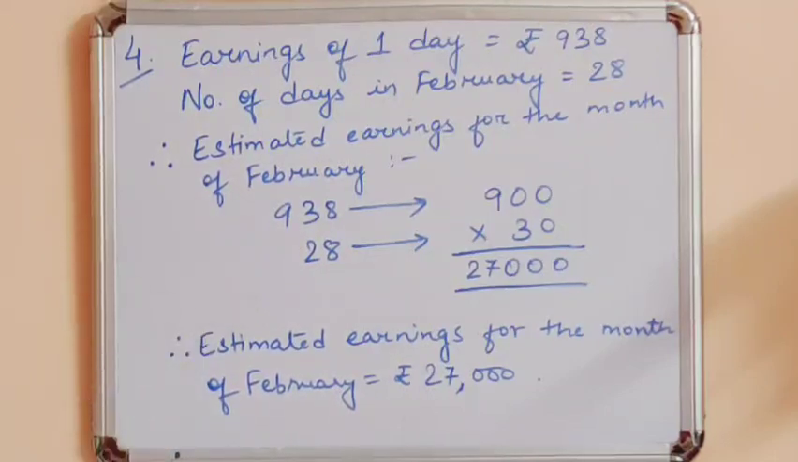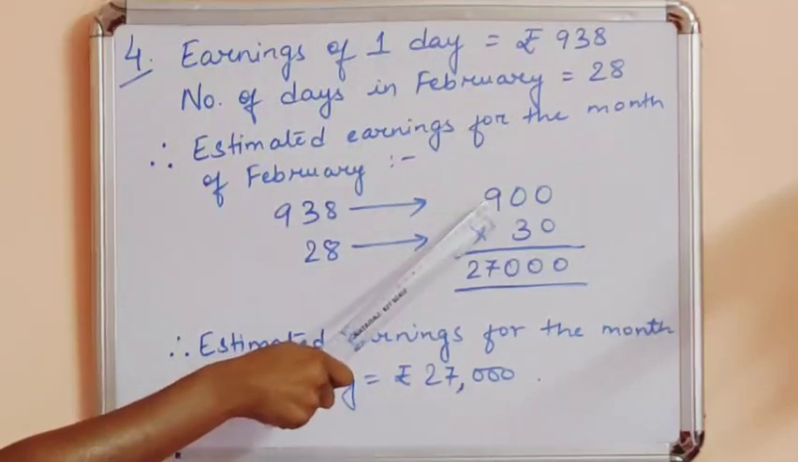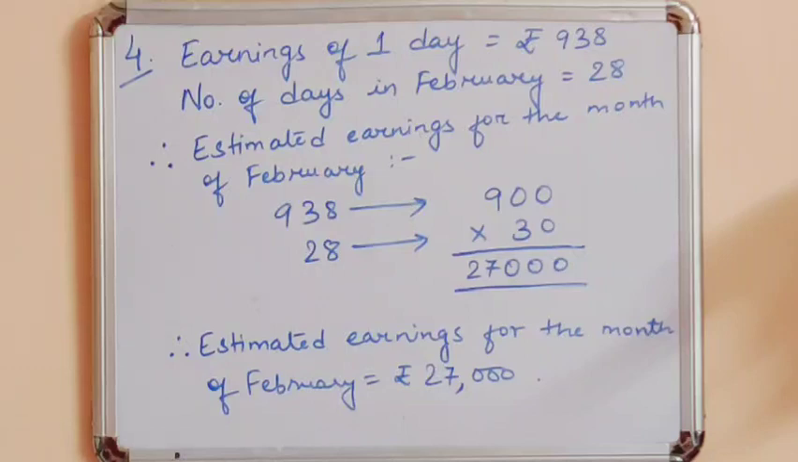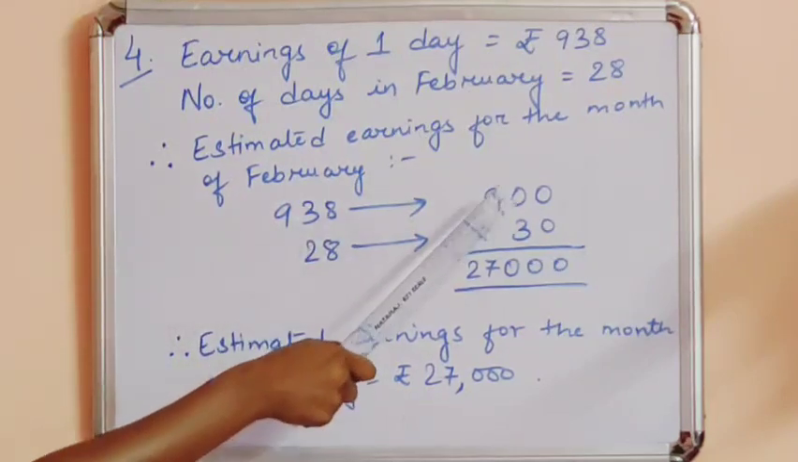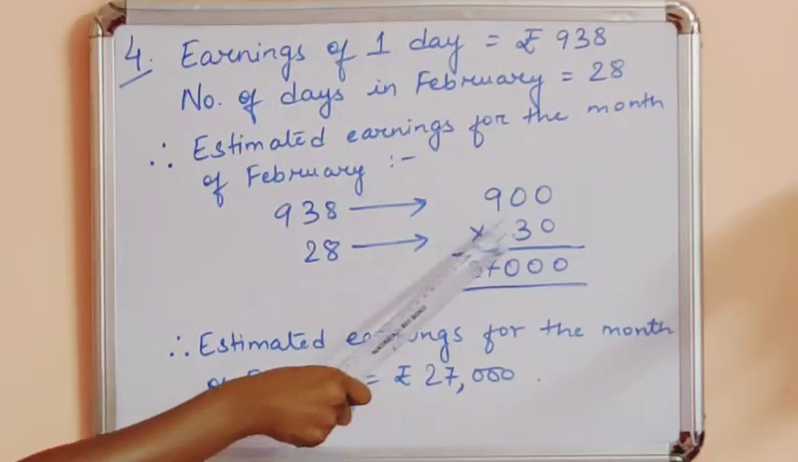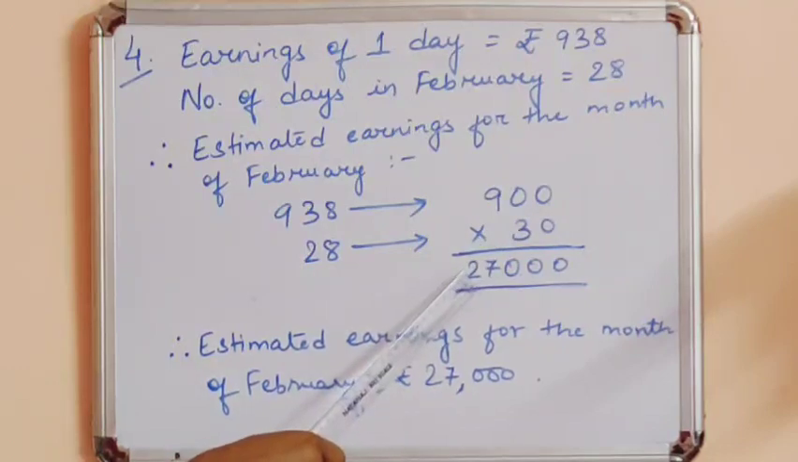That means 3 is less than 5. So we have to leave this 9 as it is, and instead of 3 and 8, there will be 2 zeros. So 938 will become 900, and 28. The nearest tens for 28 is 30. So 900 into 30, you will get 27,000.